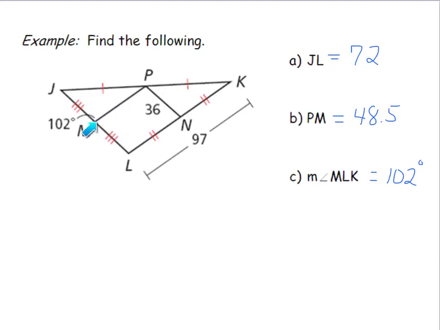PM is the next one we're looking for. If I'm looking for PM, the side of the triangle is 97. So the midsegment is half of the side of the triangle, and half of 97 is 48.5.